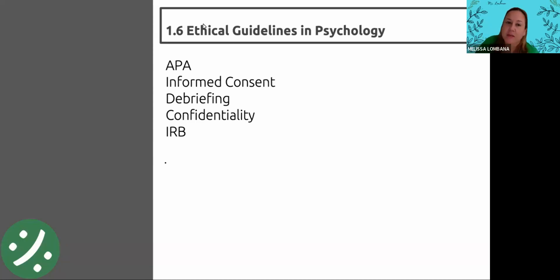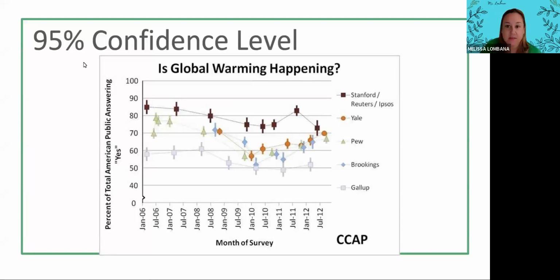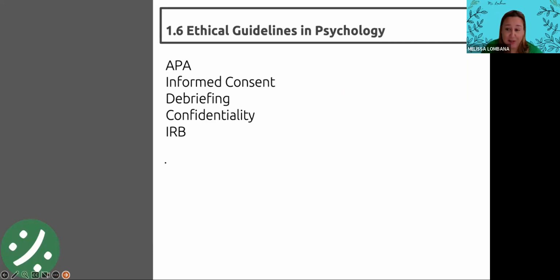Okay, so this is going to be on ethical guidelines in psychology. And again, this thing, I'm not sure why it does this. Not pressing anything, just happens. Anyway, we're going to be looking at the ethical guidelines in psychology.